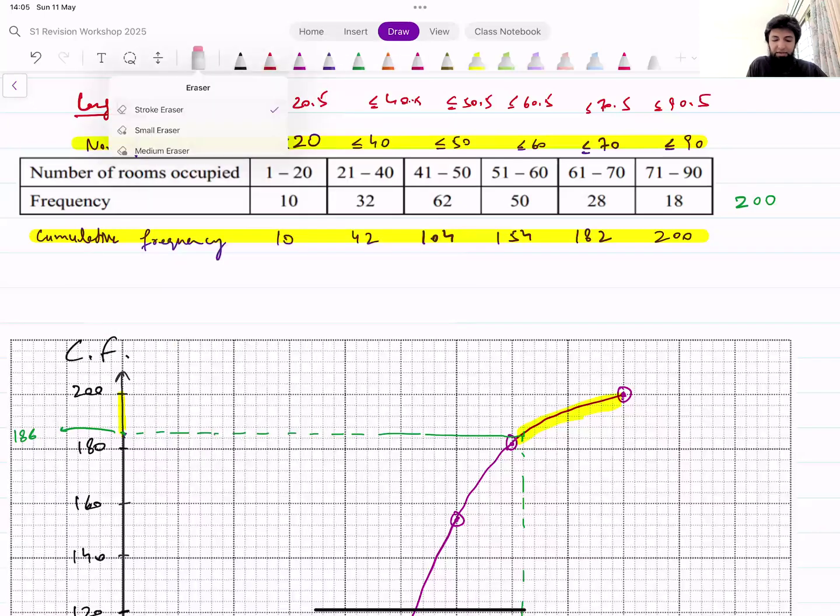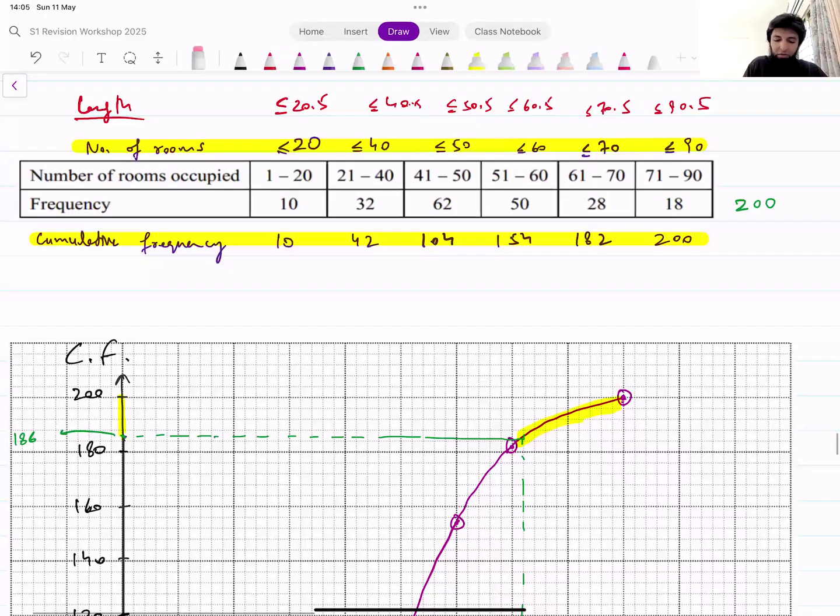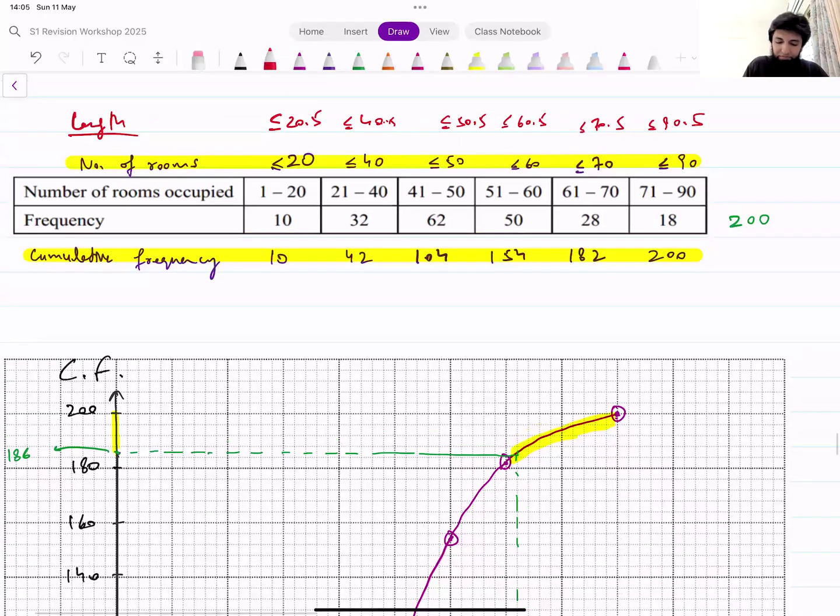In this case, it's a discrete variable. So that's why we're just using the values as they are, because number of rooms cannot be in decimals. But if it was some variable that could take decimal values, you would have to adjust the intervals. And in the graph, these would be the values that we use.